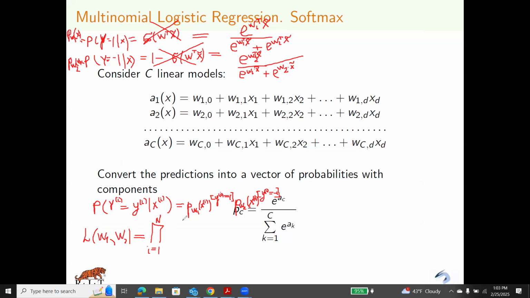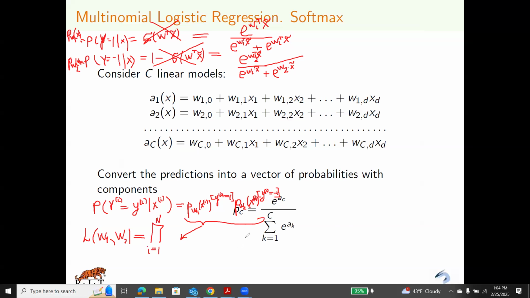And I'm lazy, just put this here. So this goes to the product. So we'll have the product of the probability for individual point with index I. As you remember, we don't want to work with product. We take logarithm and we will get log likelihood.